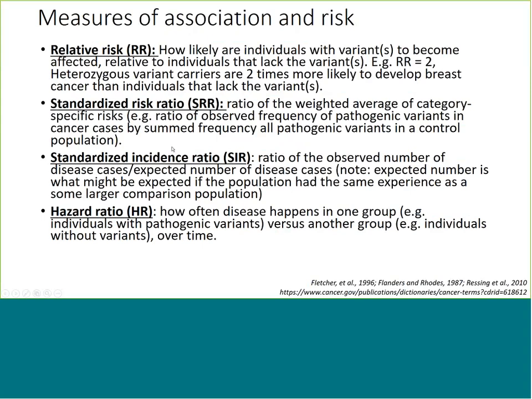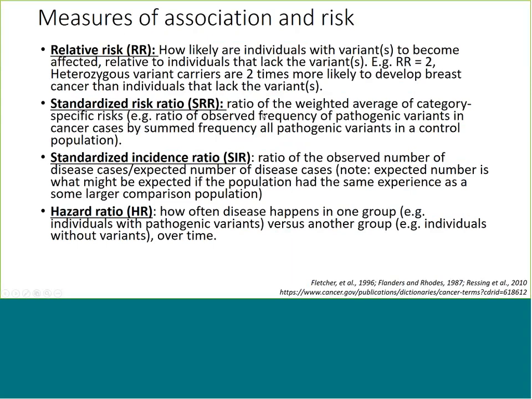Additionally, relative risk studies look at how likely individuals with variants are to become affected relative to individuals that lack variants. For example, a relative risk of 2 could mean that heterozygous variant carriers are 2 times more likely to develop breast cancer than individuals that lack the variants.